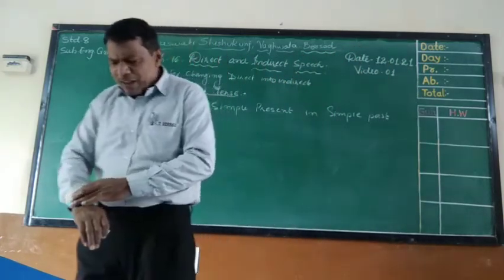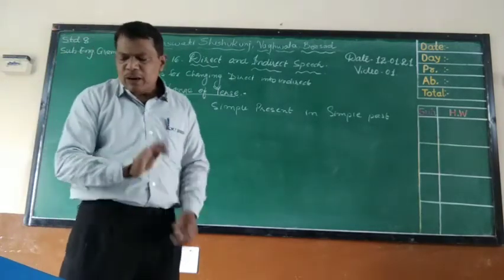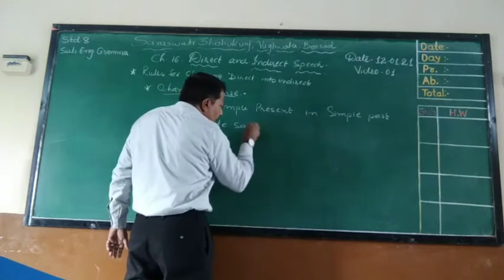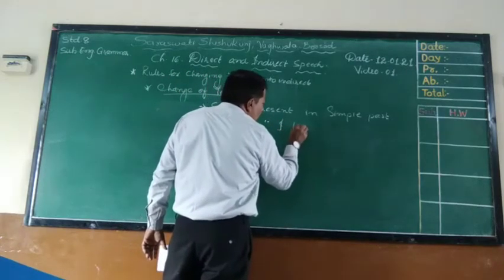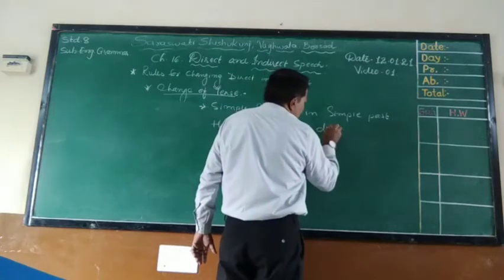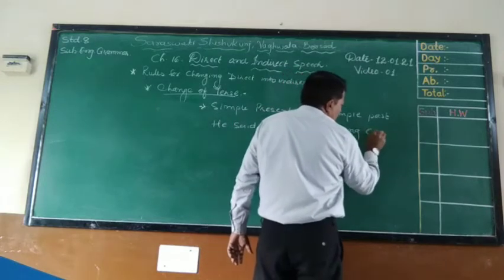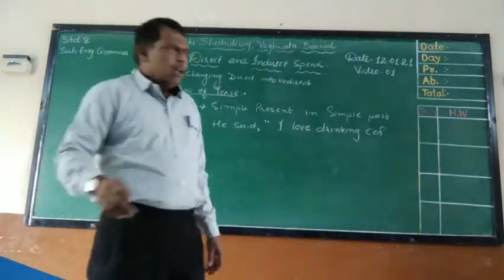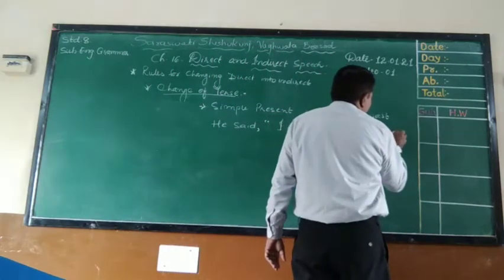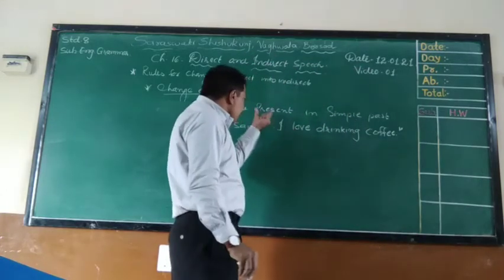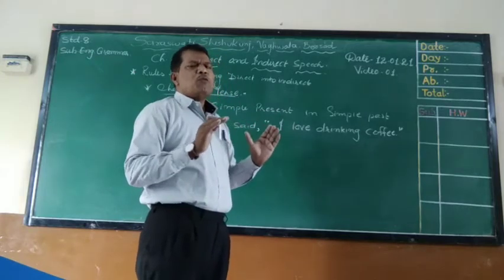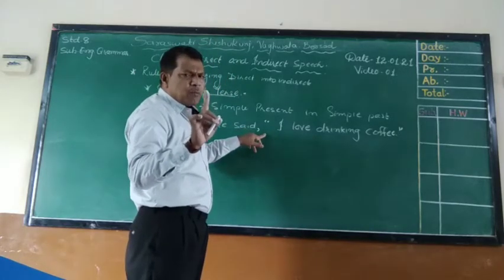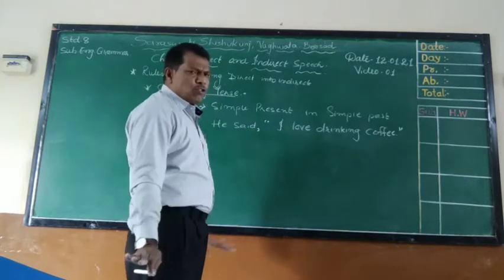My dear students, let us take one example. He said, I love drinking coffee. Simple present tense. He said that he loves drinking coffee. It is in a simple present tense and it is said very clearly. Here you don't have to worry much about how to know. In indirect speech, there is only one punctuation mark and that is the full stop. Other than that, no other punctuation mark is kept.